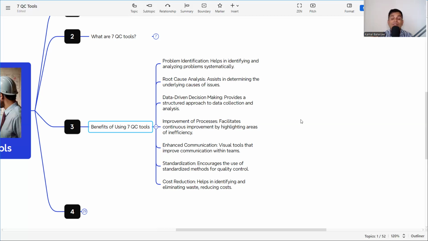We need to find out how much training there is and how competent the worker is. So all of these points are to be found out using the 7QC tools to identify that problem.